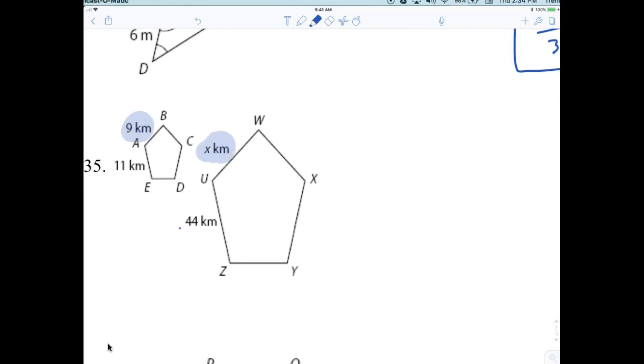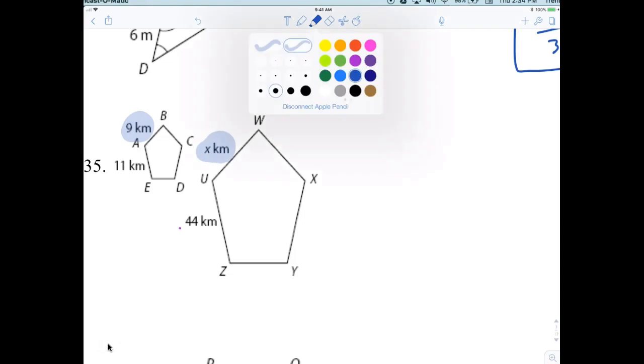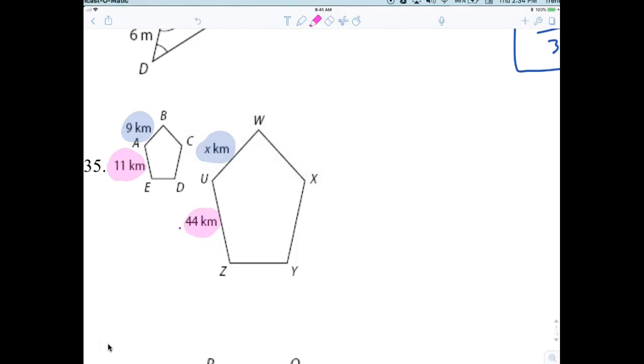X. Beautiful. What's going with 11? 44. Beautiful. That's all there is to it. Now, some of you are so smart, you're saying, well, the one on the right looks four times larger. How did I know that? Well, because I know 11 times 4 is 44. So right off the bat, without doing any work, I just know my answer is X equals 36 kilometers.